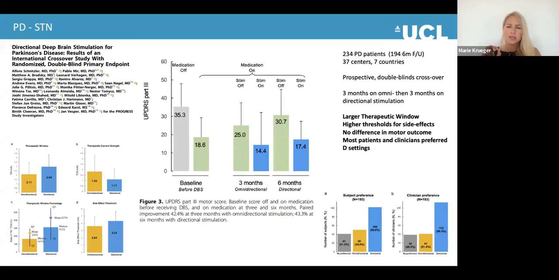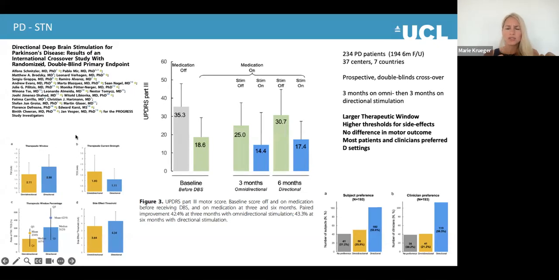So this is the study with the largest number of patients, 234 PD patients and 194 with a 6-month follow-up, 37 centers, 7 countries. It's a prospective double-blind crossover study. All sounds really good. If you go a little bit more into detail, I think there are a few flaws, unfortunately, that make the results a bit questionable, but it's still the only study that has more than 100 patients included. So their primary outcome was the therapeutic window.